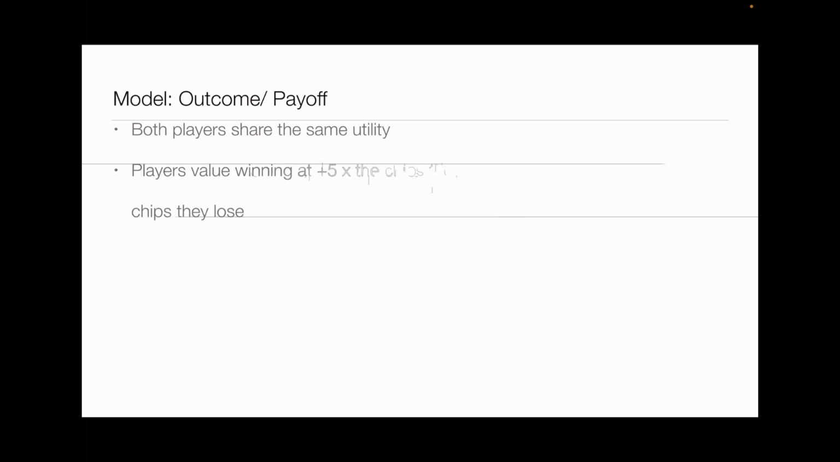The outcome and the payoff of the game will be defined as follows. Both players share the same utility, which means that we assume that there won't be a situation where one player treats these chips as more valuable than the other player. If one player wins, he will value the winning as 5 times the chips he earned. And on the other hand, if he loses, he will value the loss as negative 5 times the chips he lost.